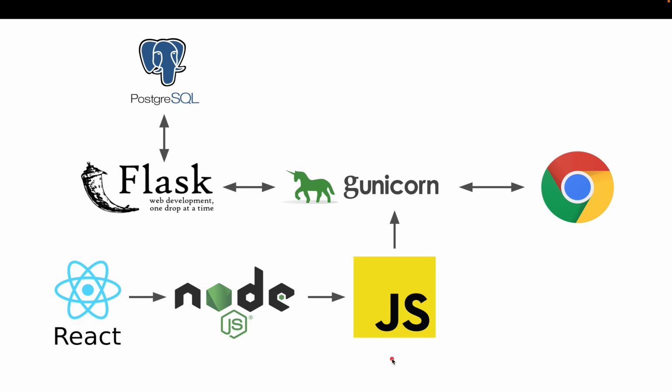This is a diagram of our architecture's infrastructure. When the server starts up, the first thing that happens is it will take all the React source code that we used and compile it into JavaScript. React is a framework for creating web UIs.